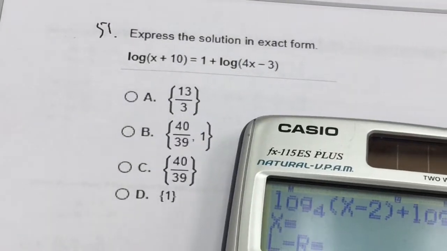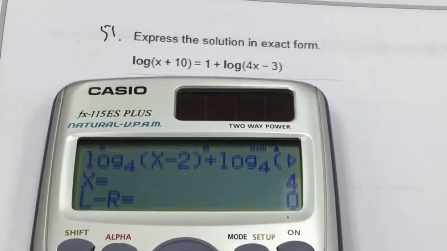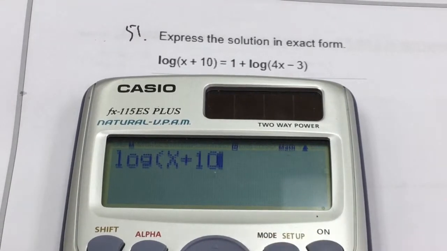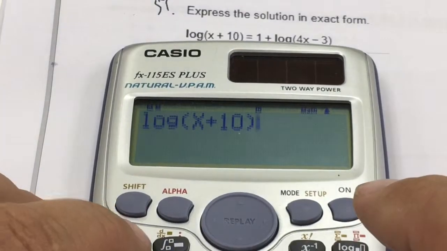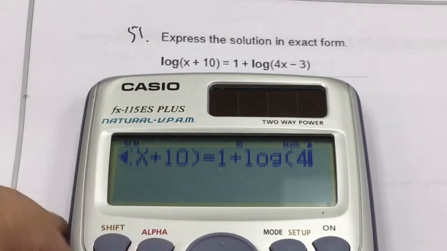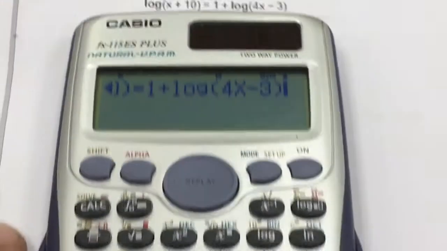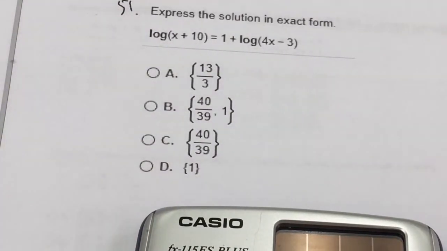All right, I'm going to type it in just like it looks. It'll give me a really crazy decimal, but I'll see if that decimal matches up with any of these. I'm going to type in just the log now. Log, not log base, log. Alpha red x plus 10, right arrow, close parentheses. Alpha red equals, 1 plus log 4 alpha red x minus 3, close parentheses. Don't hit equals, we want to hit shift solve. Now I'm going to guess at 1.